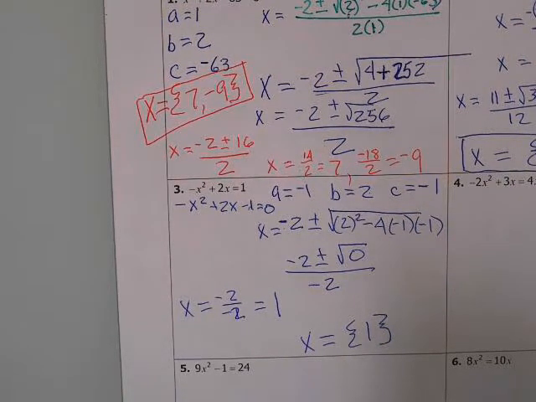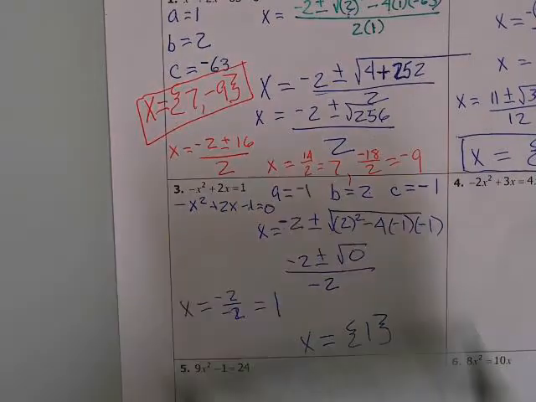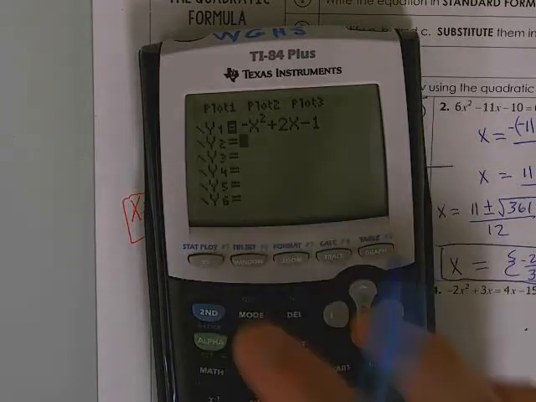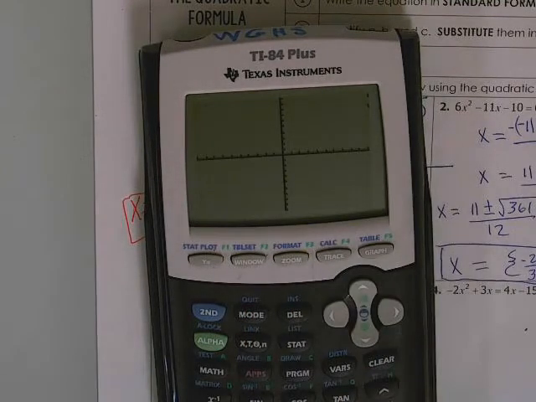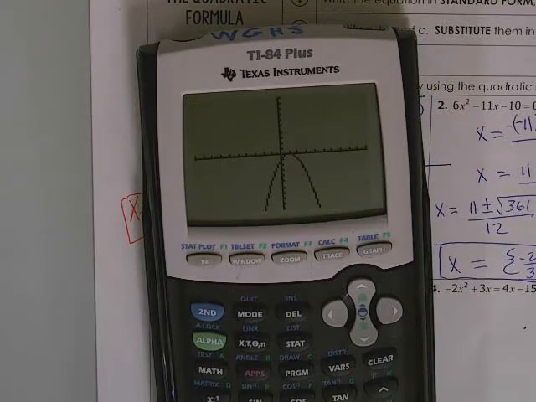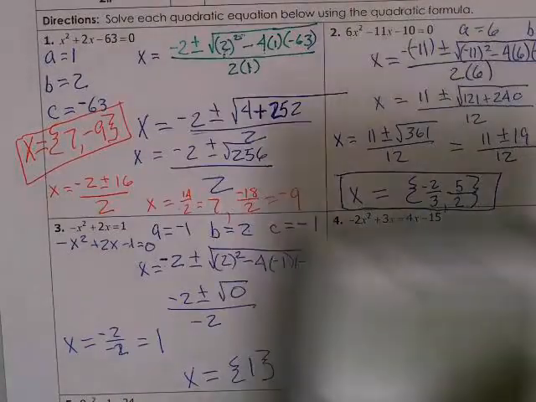So it's a parabola because it's a quadratic equation, right? And it's a quadratic equation that only has one solution. So if I were to type that equation in and graph it, it is going to touch the x-axis at only one spot. Only one spot.